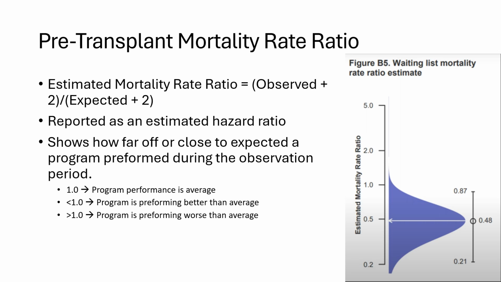In this graphic, you can see that for this transplant center, the estimated mortality rate ratio was 0.48. This value shows how far off or how close to expected a program performed during the observation period. 1.0 indicates that a program's performance is average. Less than 1 indicates that a program is performing better than average, and greater than 1 indicates that a program is performing worse than average.